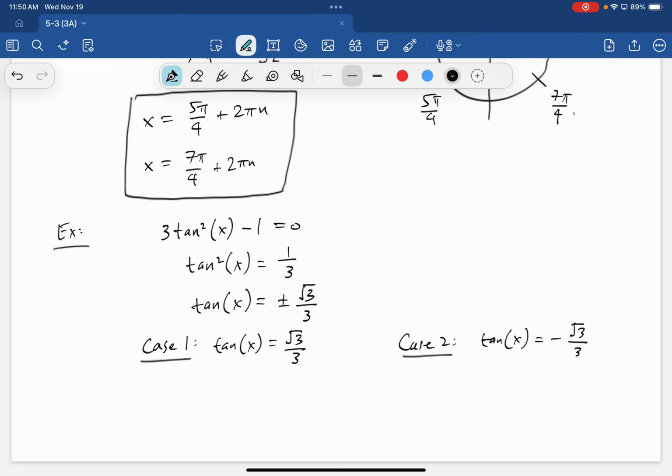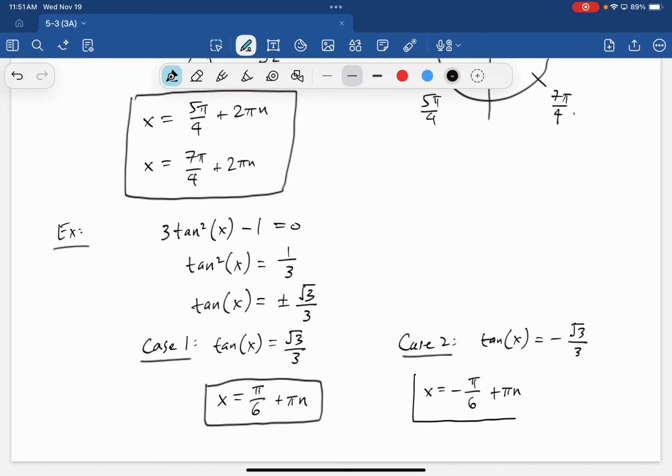Okay, any questions? And so then we would go back to our unit circle, try to figure out which value gives us root 3 over 3 for the tangent. And we would discover that x equals pi over 6. And then because it's a tangent, we know the period is pi, so we would just add pi n. So the solutions for case 1 are x equals pi over 6 plus pi times n for some integer value of n. Case 2 is very similar. We would have x equals negative pi over 6 plus pi n after you look at the unit circle.